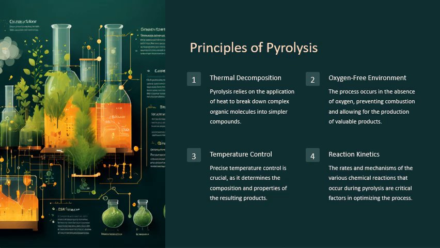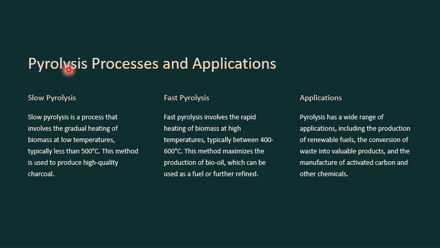Point three, temperature control. Precise temperature control is very important as it determines the composition and properties of the resulting products. And point four, reaction kinetics. The rates and the mechanisms of the various chemical reactions that occur during pyrolysis are very important factors in optimizing the process.